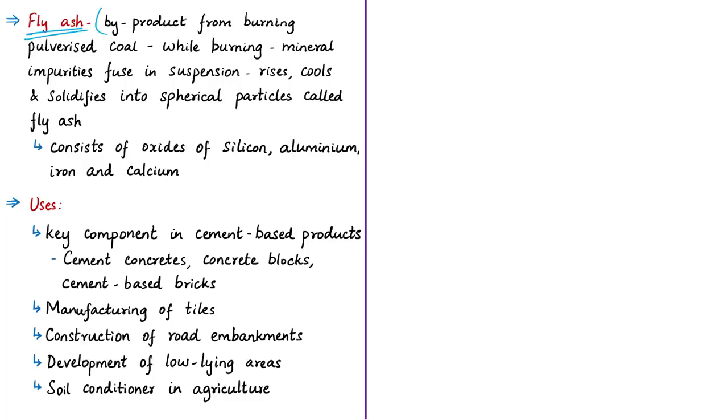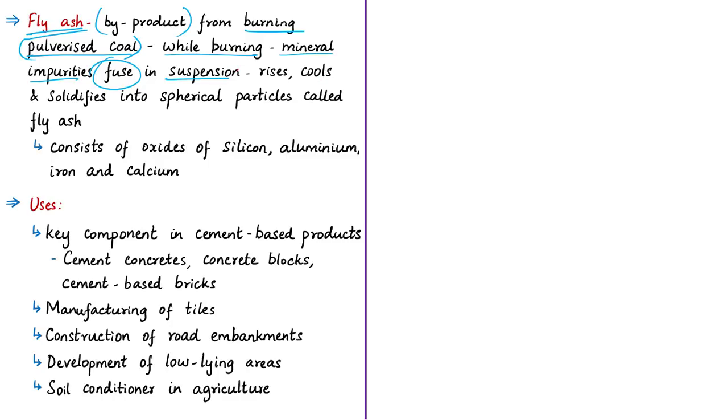Fly ash is a byproduct from burning pulverized coal in electric power generating plants. In this, pulverized coal is nothing but crushed coal or powdered coal. While burning the pulverized coal, the mineral impurities in the coal fuse in suspension and they float out of the combustion chamber along with the exhaust gases.